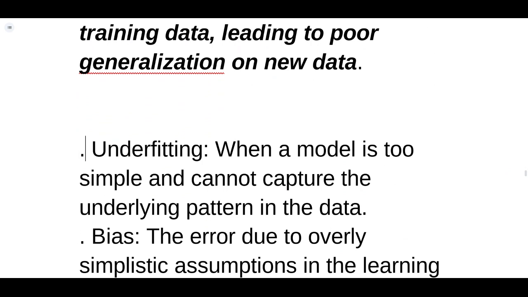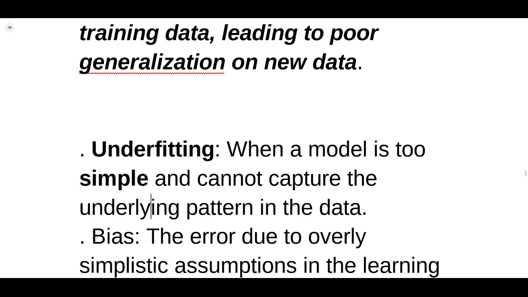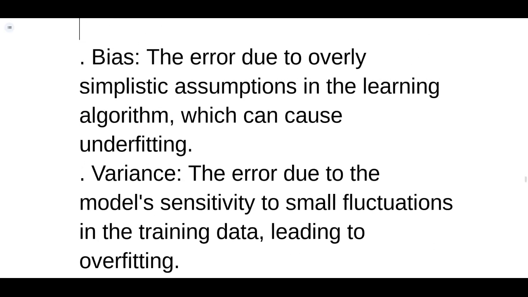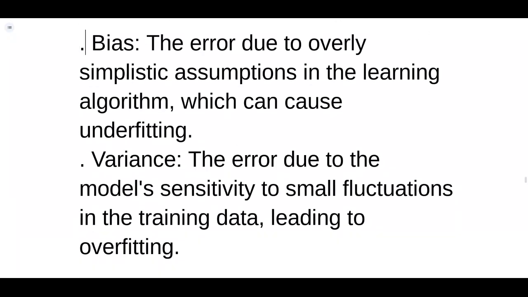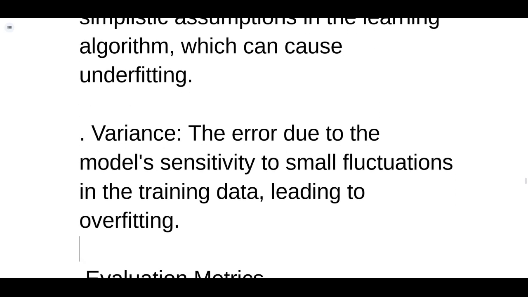Underfitting is when a model is too simple and cannot capture the underlying pattern in the data. Bias is the error due to overly simplistic assumptions in the learning algorithm, which can cause underfitting, and variance is the error due to the model's sensitivity to small fluctuations in the training data, leading to overfitting.